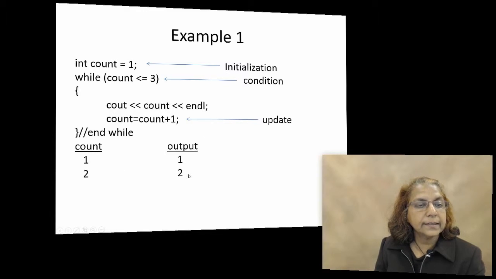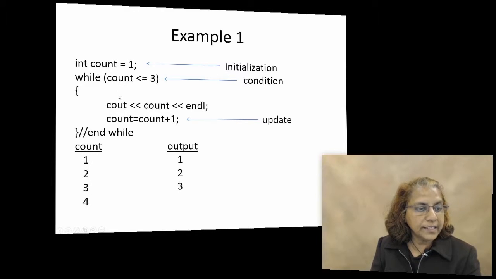So we have it like this. And then count is increased to 3. We go back. Is count less than or equal to 3? It is. So we display count. And then count is increased to 4. But we go back, and now we test the condition again. Is count less than or equal to 3? It is not. So we do not display the count. So that's how the variable count changes.